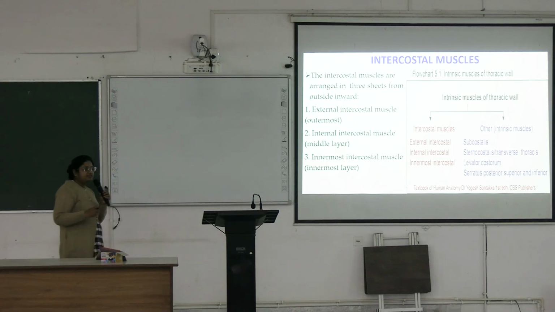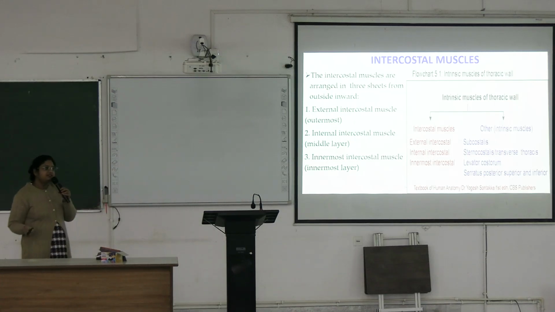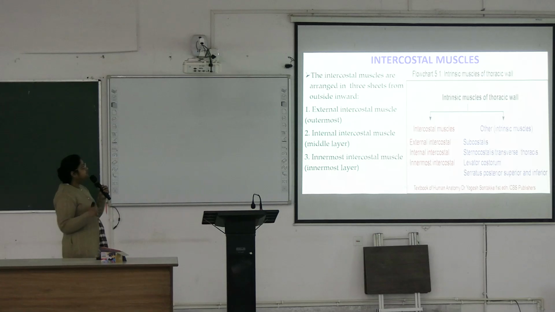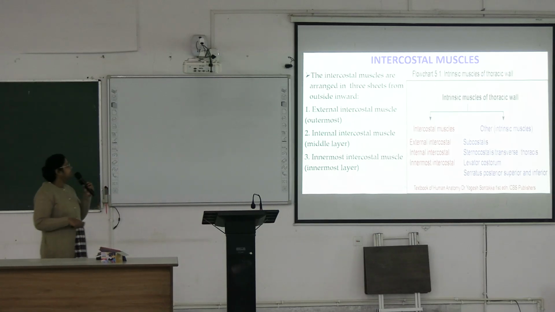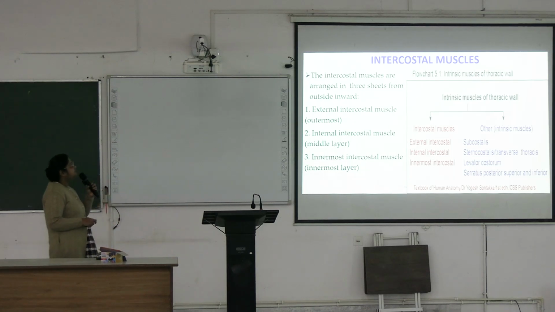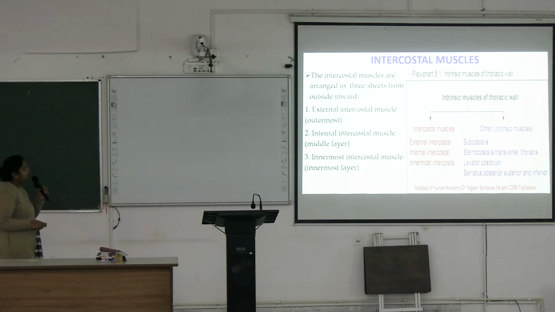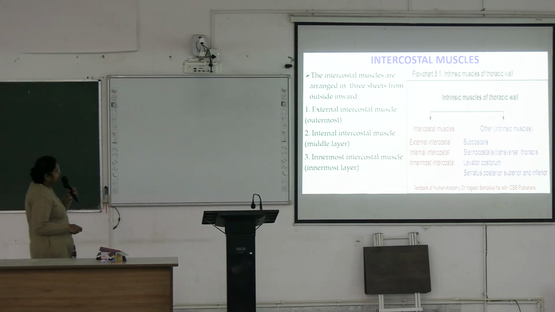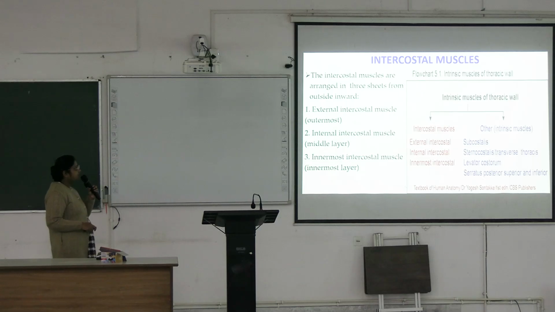So now we will discuss the intercostal muscles in detail. Okay, we will discuss origin, insertion, nerve supply of all these three muscles. So intercostal muscles are arranged in three sheets from outside inward. Outermost is the external intercostal, middle layer is internal intercostal, and innermost is the innermost intercostal or intercostalis intimus.